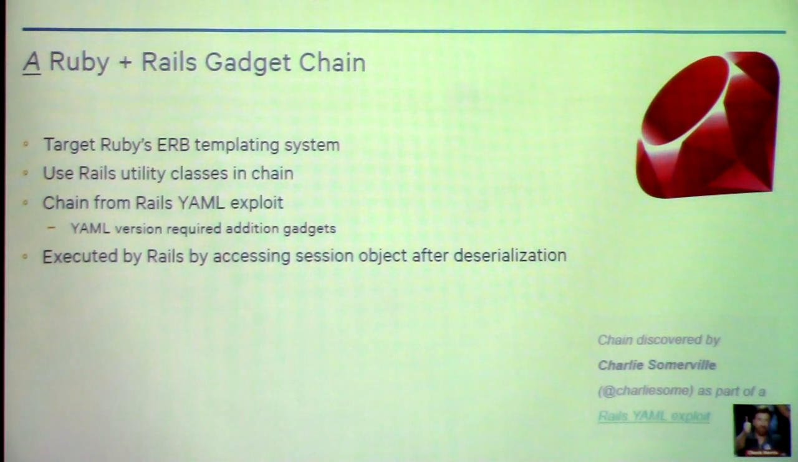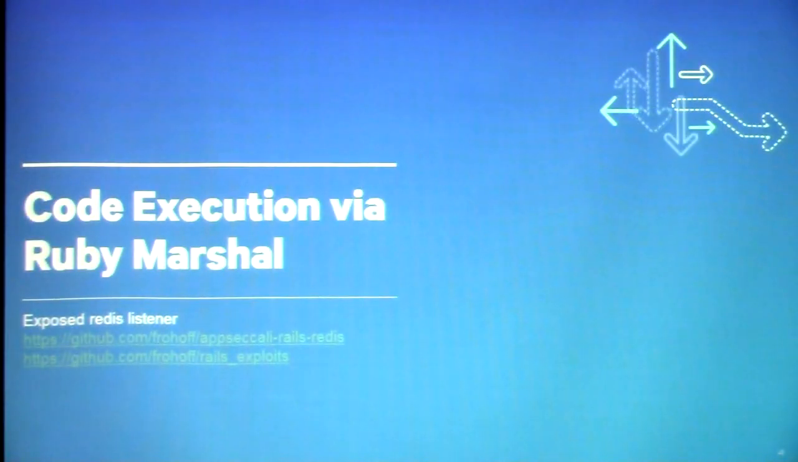This one is not self-executing. It relies on Rails invoking a method on the resulting object after deserialization. So we'll do a quick demo. The other reason we chose this one is because we're attacking through a side channel. Rails apps will often, as Gabe talked about with PHP, put your session storage on a backend cache system, like a memcached or Redis instance, and that's what we're going to do here.